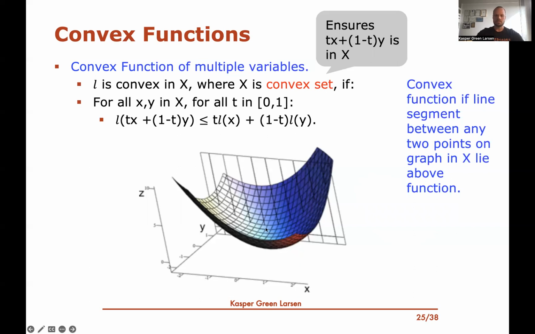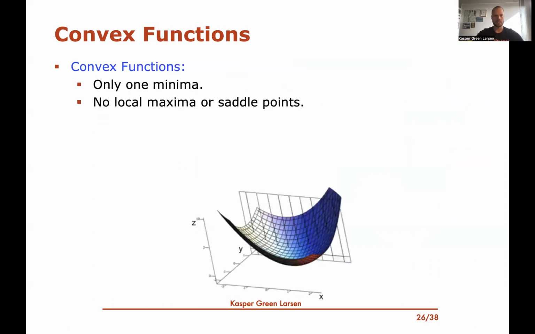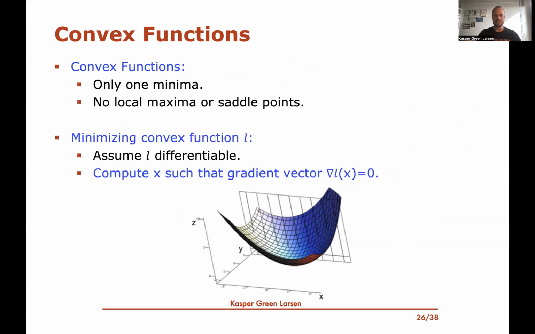Okay, so a function is convex if I take 2 points on the graph of the function and I draw the line segment between them, then this line segment has to lie above the function itself. Then it's a convex function. And this also generalizes to functions of multiple variables: if the function is convex, then there's only one minima and there's no local maxima and no saddle points, which means that you can minimize convex functions of multiple variables, if they're differentiable, simply by computing the gradient vector.